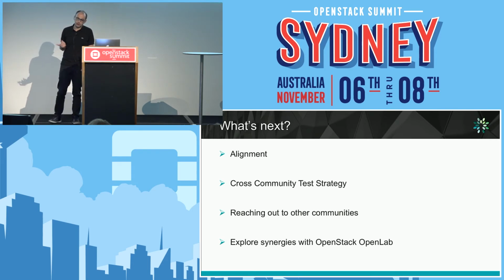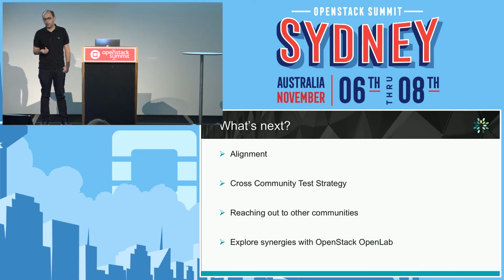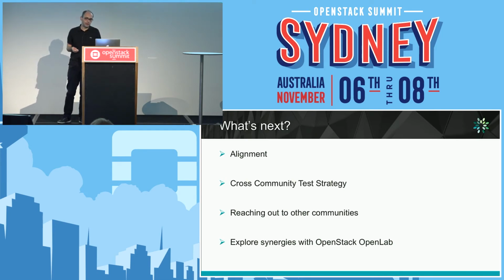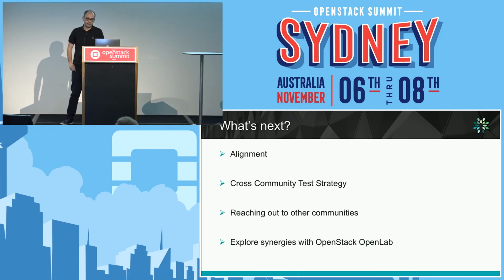The third thing is reaching out to other communities. We have been talking to OpenStack, obviously, to OpenDaylight, FIDO, ONAP, and we will reach out to CNCF, for example, or DPDK, and see how we can include them in XCI.